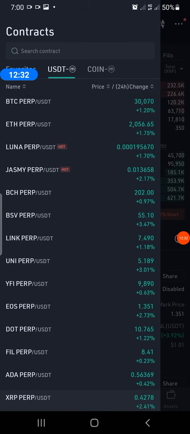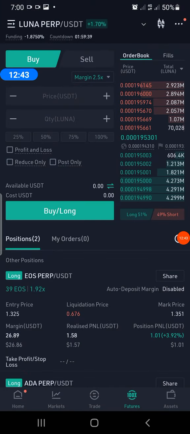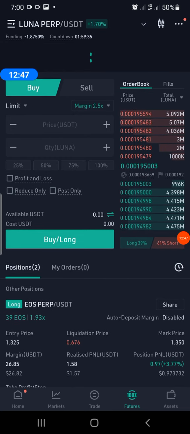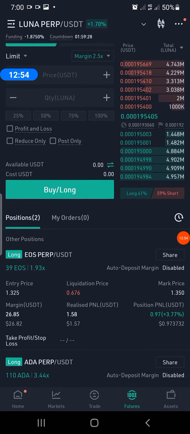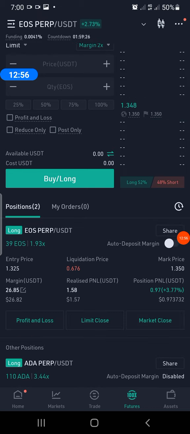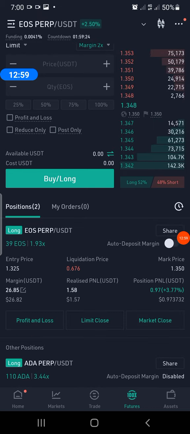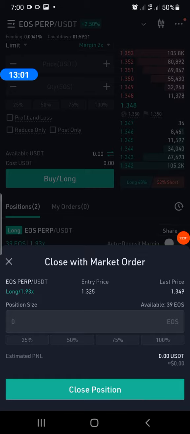For example, I can tell you to short Luna. Then you come to this area, you select Luna. By that time you should have your USDT deposited here. Right now I don't have any USDT, but for the sake of this trade I will have to close one of my trades so that there will be a capital for trade.